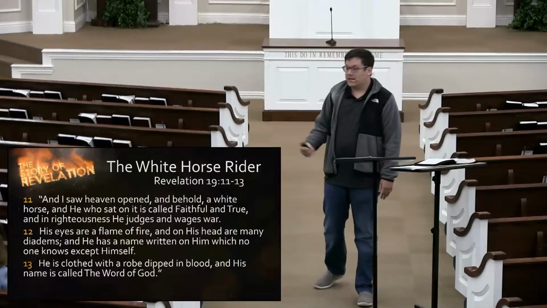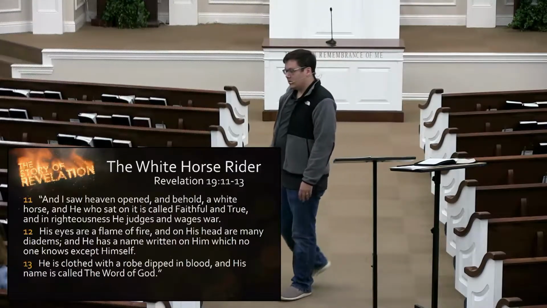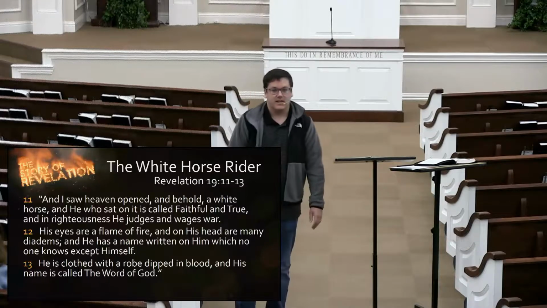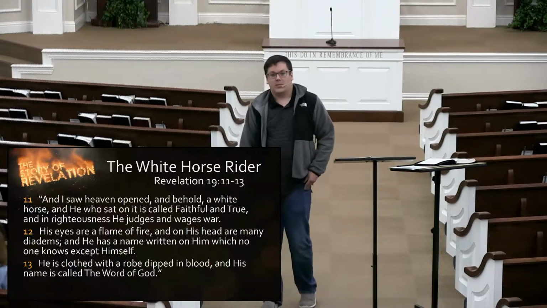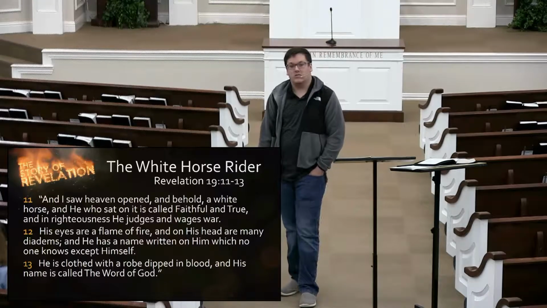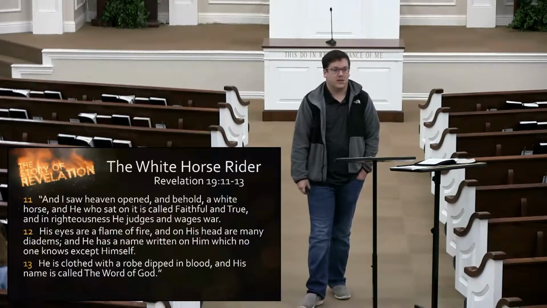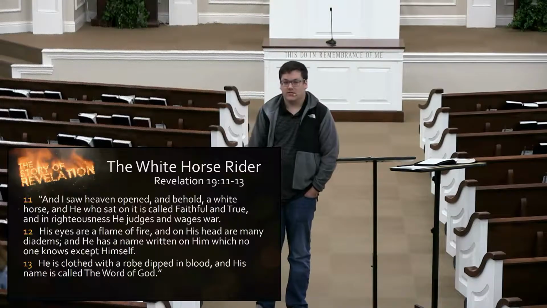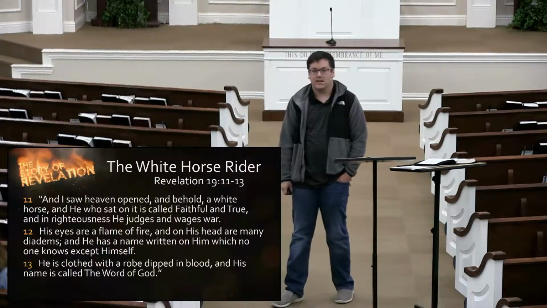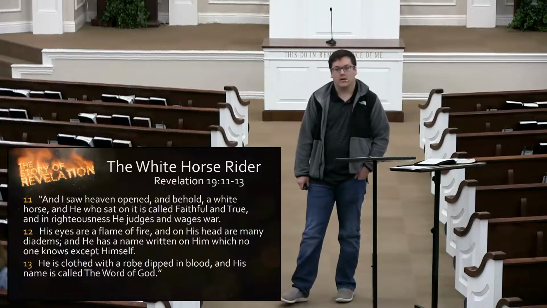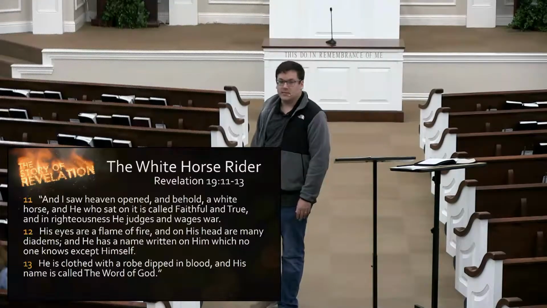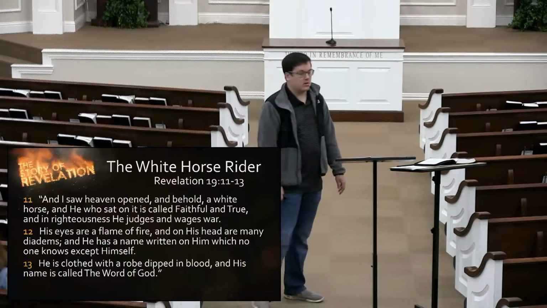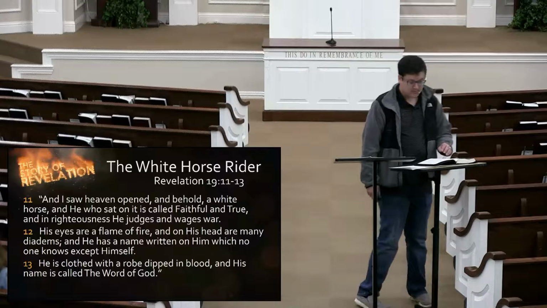We'll see this rider again in Revelation chapter 19 with a little bit more information. In Revelation 19:11, it says, "And I saw heaven opened, and behold, a white horse, and he who sat on it is called Faithful and True. And in righteousness he judges and wages war. His eyes are a flame of fire, and on his head are many diadems. And he has a name written on him which no one knows except himself. He is clothed with a robe dipped in blood, and his name is called the Word of God."